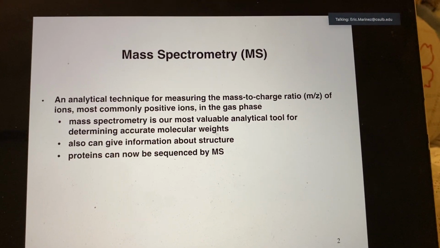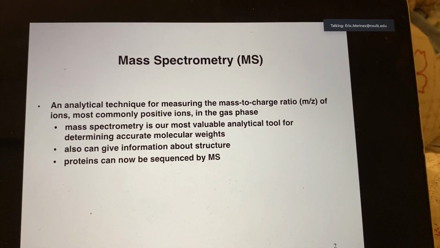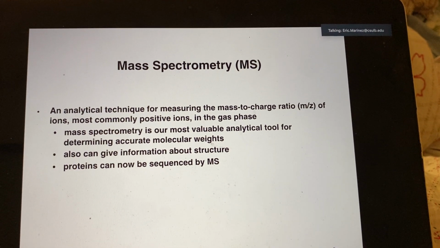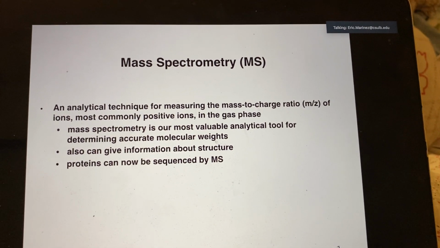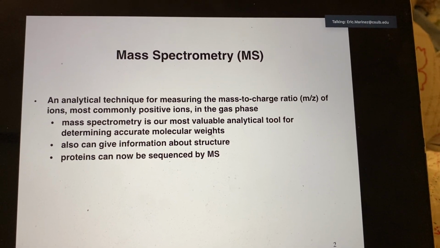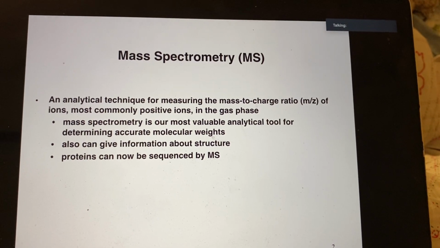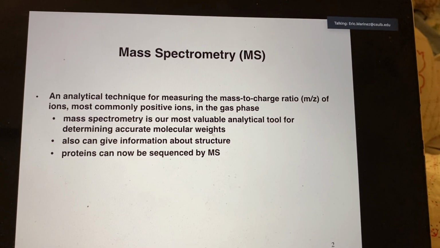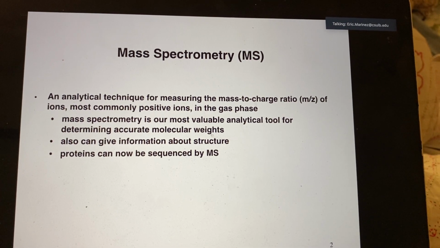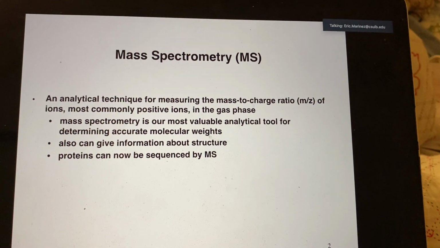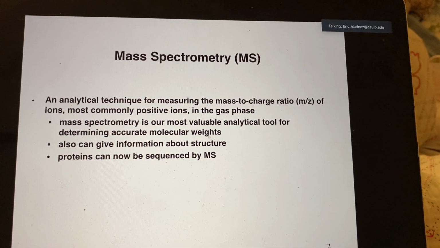Mass spectrometry is an analytical technique that allows chemists to measure the mass to charge ratio of ions. And most of the time, we're specifically looking at positive ions, okay? So the most important thing that I want you to recognize here is that in this technique, we only detect species that have a positive charge. If they're neutral, we don't detect them.